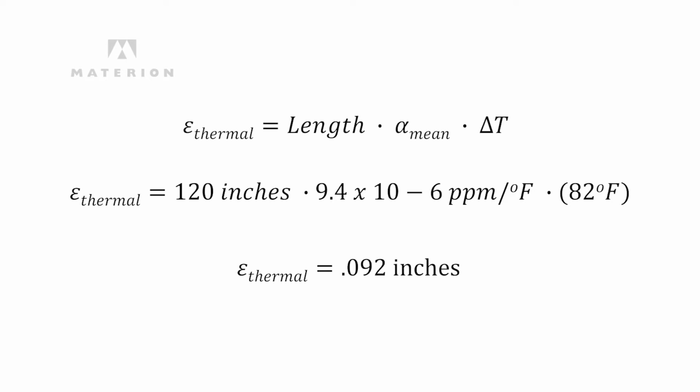In our heating tube example, a 120-inch length of copper tubing with a 9.4 times 10 to the minus 6 CTE heating from 68 to 150 Fahrenheit would grow about 92 thousandths, or about the width of 2 dimes. The copper tube rubbing against wood as it grows is usually the source of the ticking.